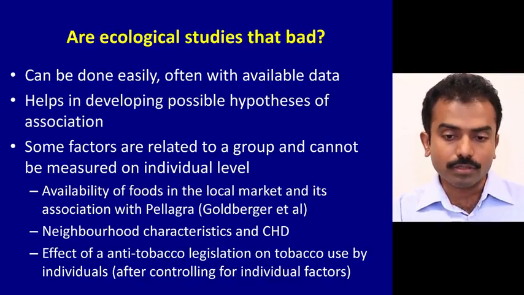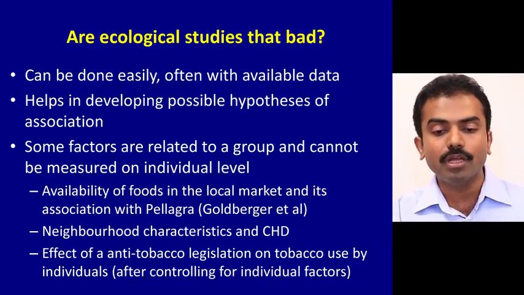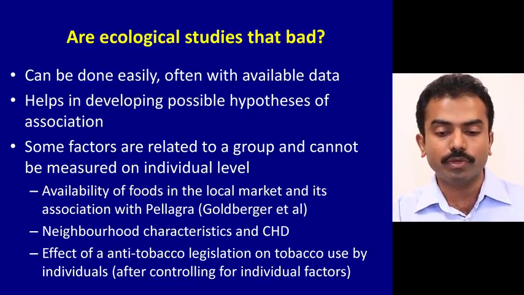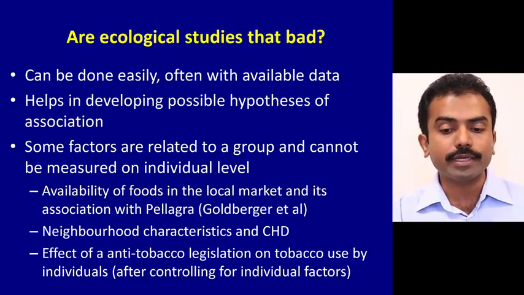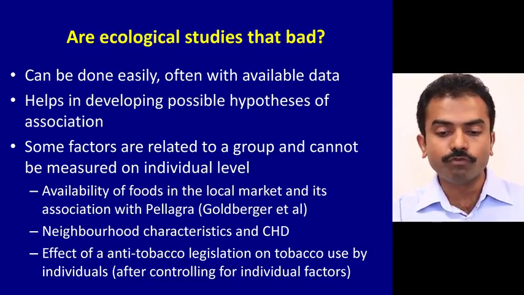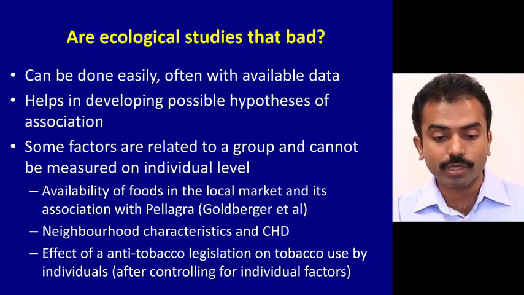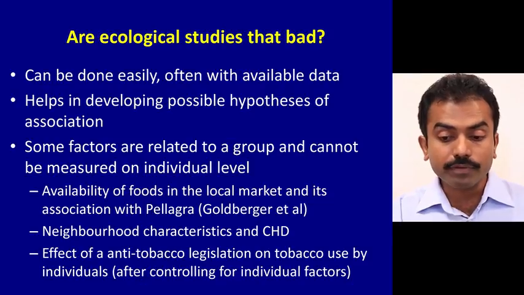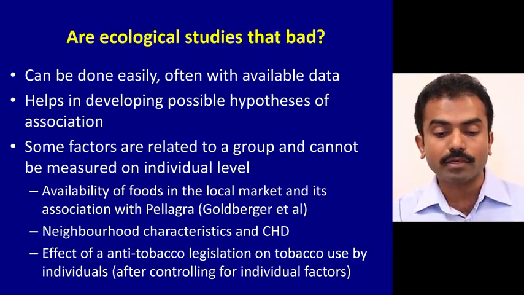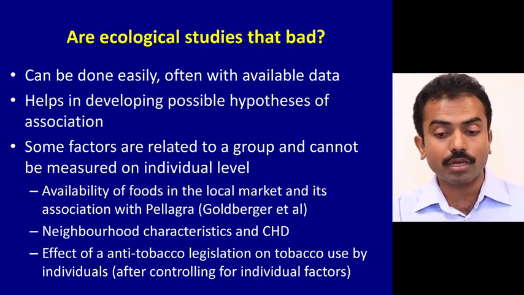So let's move on. Are ecologic studies that bad? Not so much. It can be done easily, and if we are careful with our interpretations, it is very, very useful. Sometimes some of the exposures are not individual level exposures. They are group level exposures. For example, availability of foods in the local market and its association with pellagra. This is a classic study by Goldberger et al. Where they studied food availability in the local markets, and they found that was strongly associated with the occurrence of a vitamin deficiency disease called pellagra. And this could only be studied using an ecologic design.